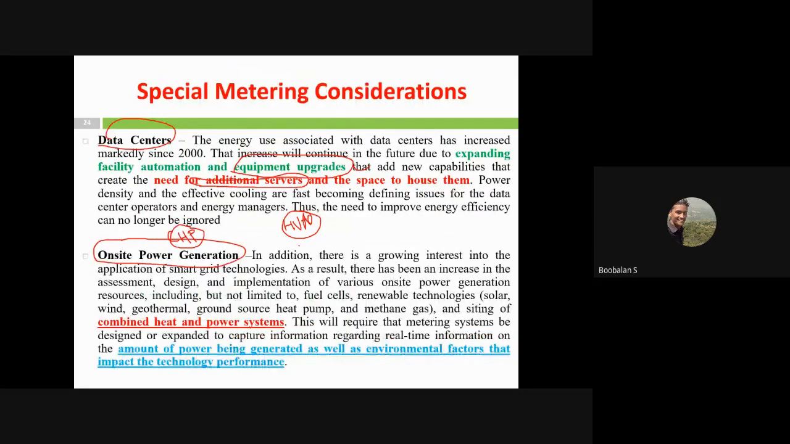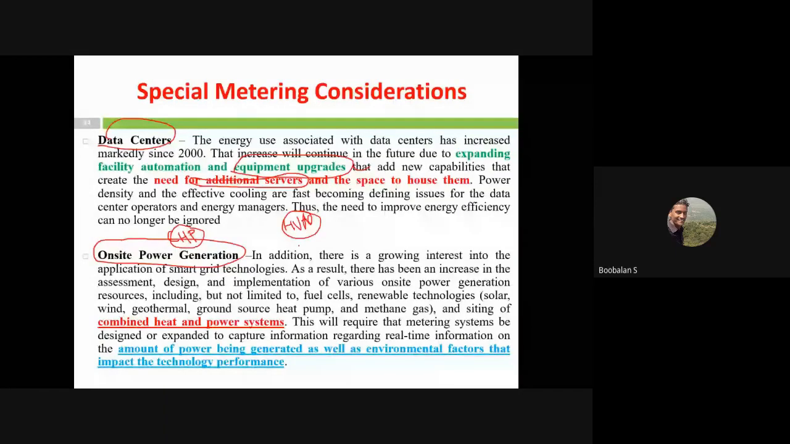And we have just started special metering considerations for data centers. We have a number of MNC companies, and they will have a number of meters. The data generated by the meters is very large in range, so we need to upgrade our storage devices, like in automation areas and data centers. We need to install on-site power generation metering systems for a combined CHP system. We again need to install meters for monitoring CHP energy also.